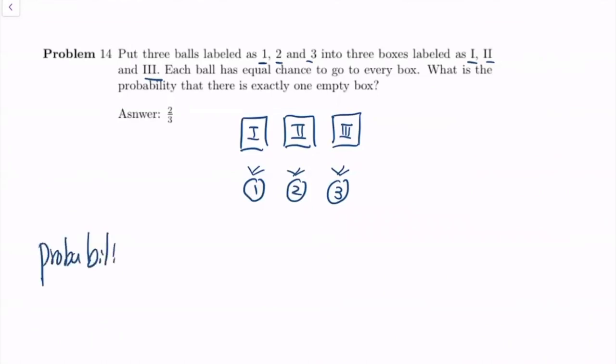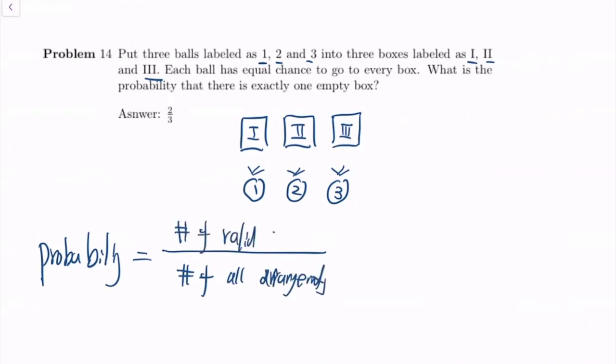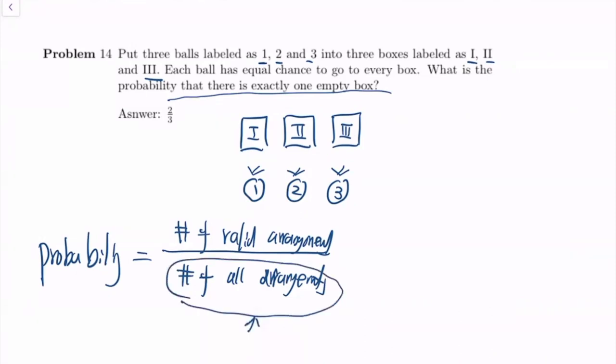So the formula says probability equals the number of valid arrangements over the number of all possible arrangements. Now here, valid arrangements means there is exactly one empty box, right? Well, the number of all possible arrangements, by the multiplication principle, because each ball has three options, right? Three options: go to either box one, box two, or box three. And ball two also has three options, box one, box two, or box three. And ball three also has three options, box one, box two, or box three. All right, so by the multiplication principle, the total number of arrangements, you just multiply them together, you get 27.